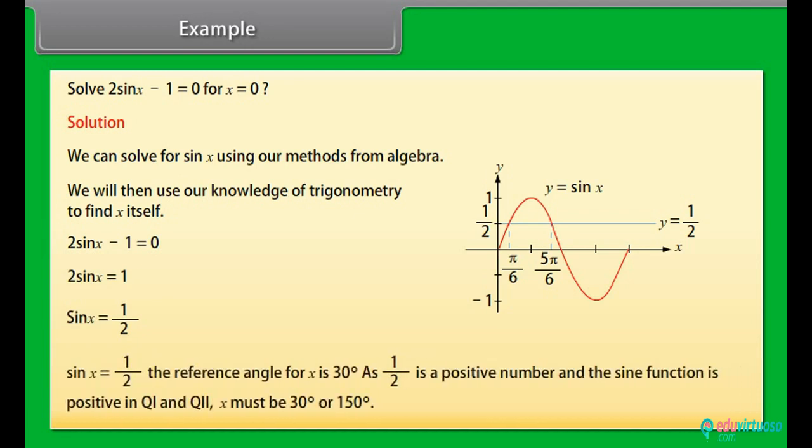The reference angle for x is 30 degrees, as 1 by 2 is a positive number and the sine function is positive in quadrant 1 and quadrant 2. X must be 30 or 150 degrees.